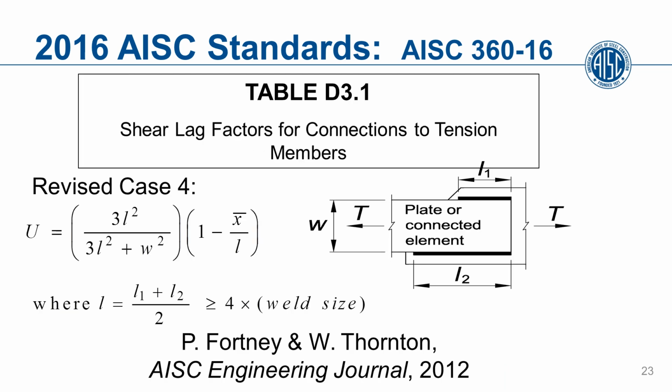It's actually addressed pretty simply. If you look at the formula for shear lag as revised in Case 4, it's pretty simple. All you need to do is take the average of the one weld length with the other weld length, and it has to be greater than or equal to 4 times the weld size. This was based on research that was done by Pat Fortney and Bill Thornton, and it appeared in the AISC Journal in 2012.